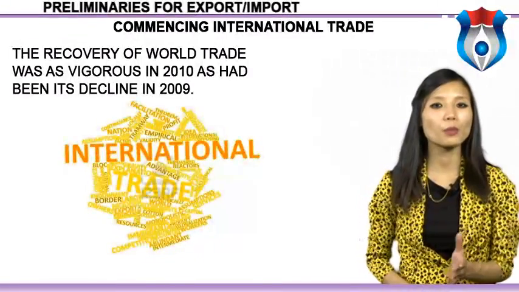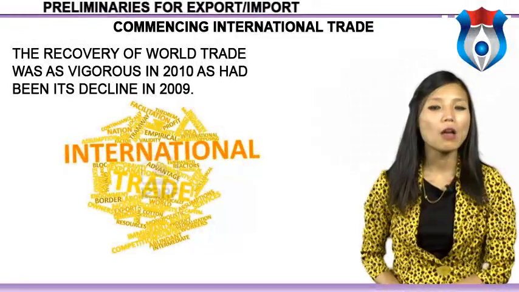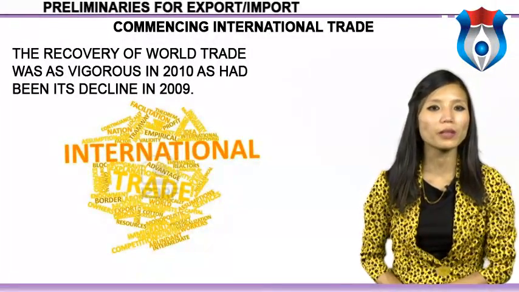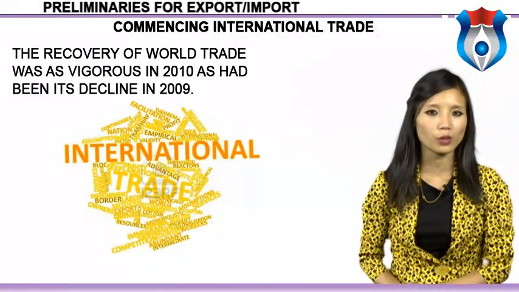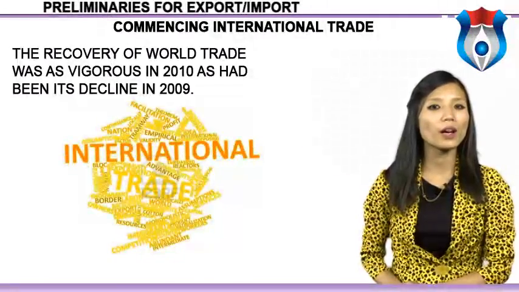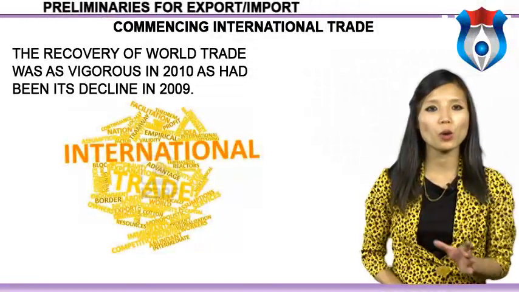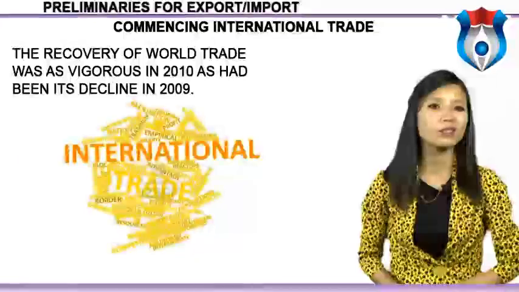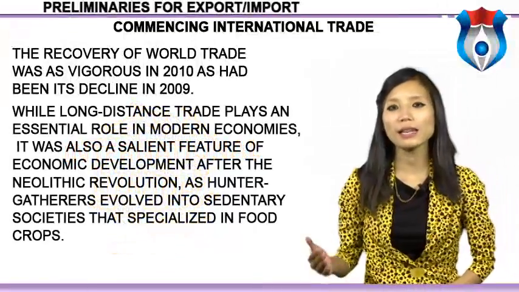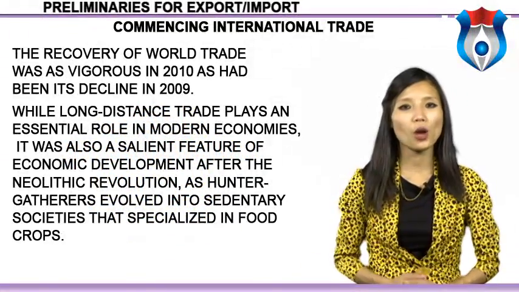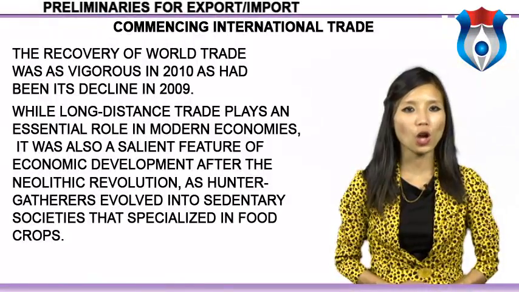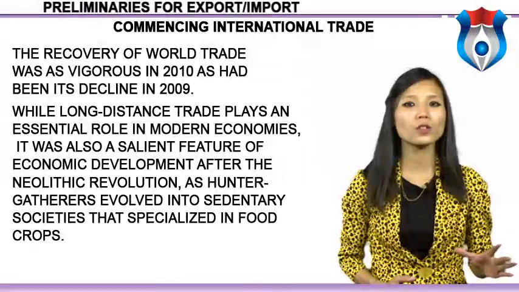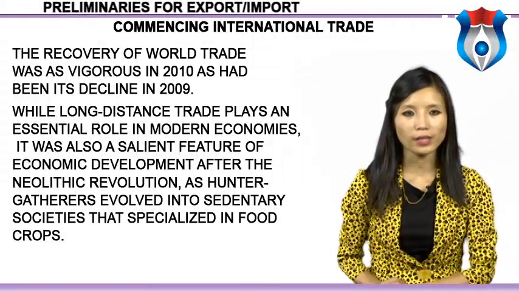During the crisis, import volume of developing countries fell to about 13% below trend but recovered strongly to catch up almost fully with the rapidly rising trend experienced in the early 2000s. In 2010, developing country import growth contributed to half of world trade growth, compared with 43% in the pre-crisis period of 2004 to 2007. While long-distance trade plays an essential role in modern economies, it was also a salient feature of economic development after the Neolithic Revolution, as hunter-gatherers evolved into sedentary societies that specialized in food crops.